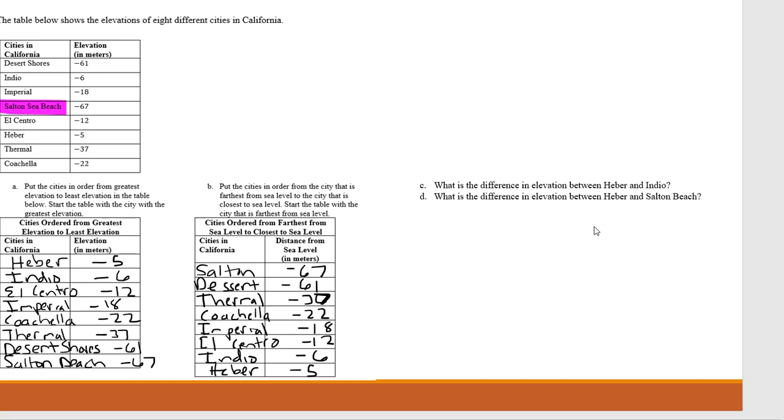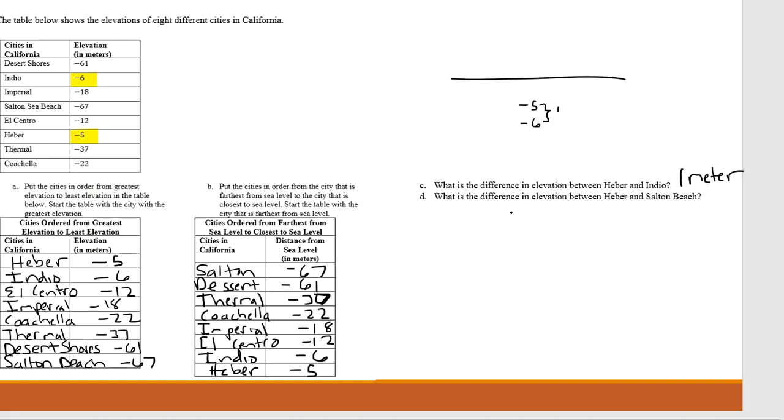Okay, so now the next question, what is the difference in elevation between Heber and Indio? So if we look at Heber, which is right here at -5, and Indio, which is -6, the difference between those is only 1 meter. The difference between -6 and -5 would be 1 meter. Okay, because if this is sea level and we have a -5 and then a -6, you can see that the difference between those is just one space.